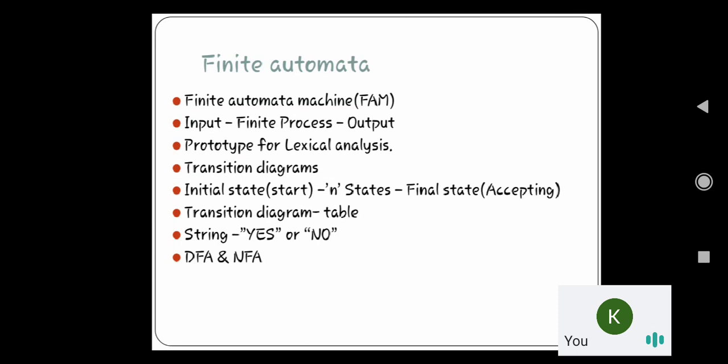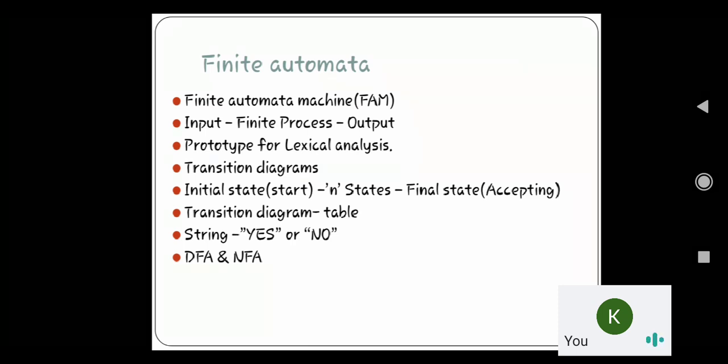You will have an initial state, which we call the start state, and a final state, which is the accepting state. In between the initial state and the final state, you have some n number of states. The output for this transition diagram is a table, which we call a transition table. The transition table is constructed in a way that shows how a particular label moves from one state to another, depending upon the sending state and receiving state.